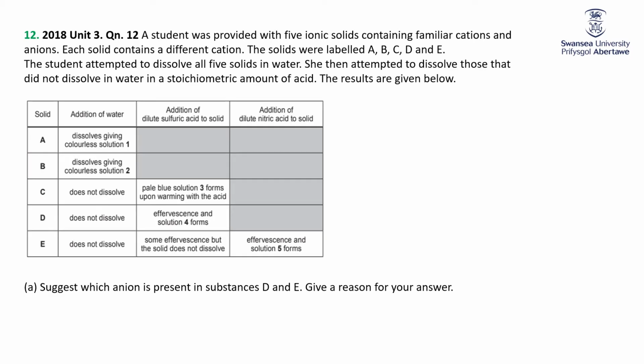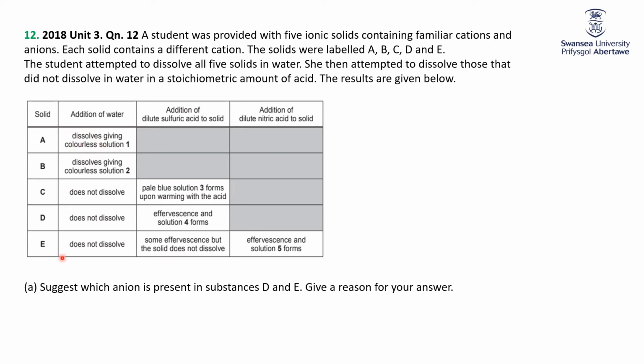Another nice long question here that hopefully the fact I'm having to do it over several slides will not make too confusing. So we've got solids A, B, C, D, and E. So the first thing we try to do is add them to water. So A and B are both soluble.